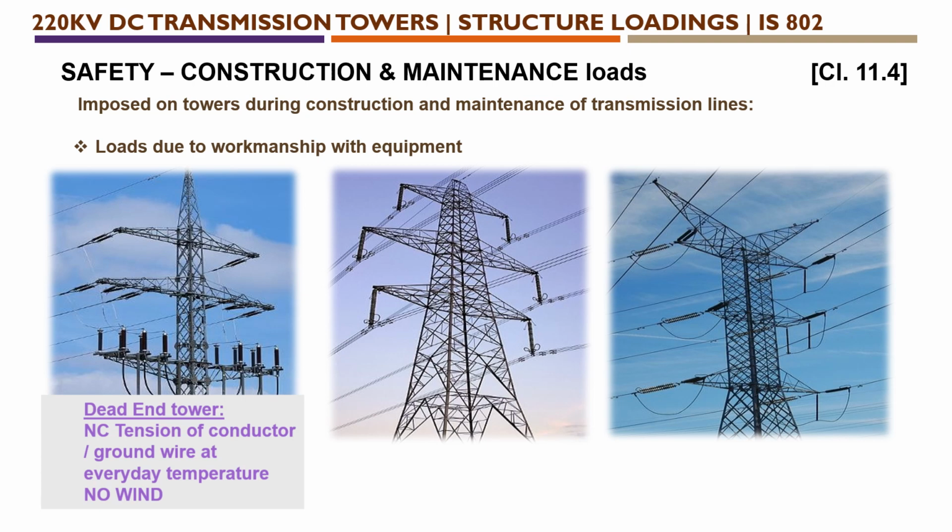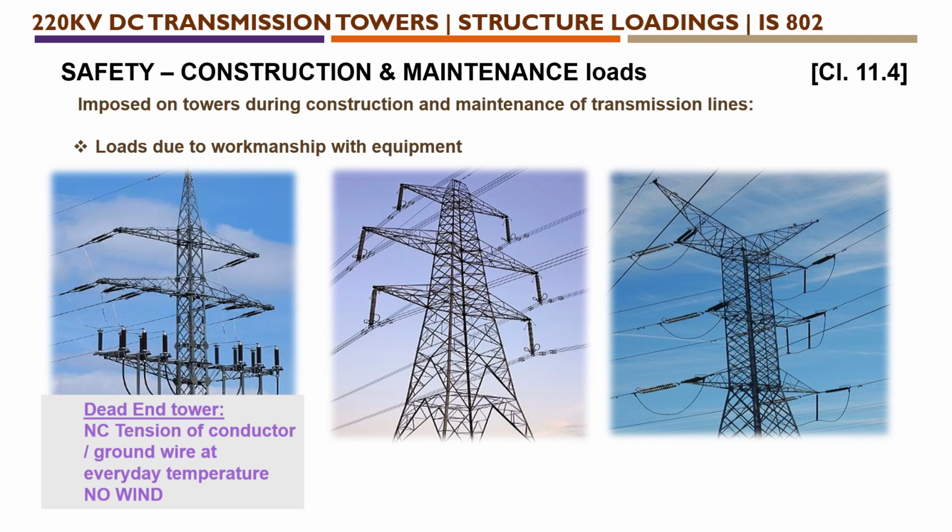For the dead end tower, as per IS 802 clause 11.4, we need to consider normal condition of tension of conductor or ground wire at everyday temperature, but wind load should not be considered. No wind consideration we need to have. In this case, we need to apply tension of conductor and ground wire to all the fixing points, and at everyday temperature conductor load to be considered.